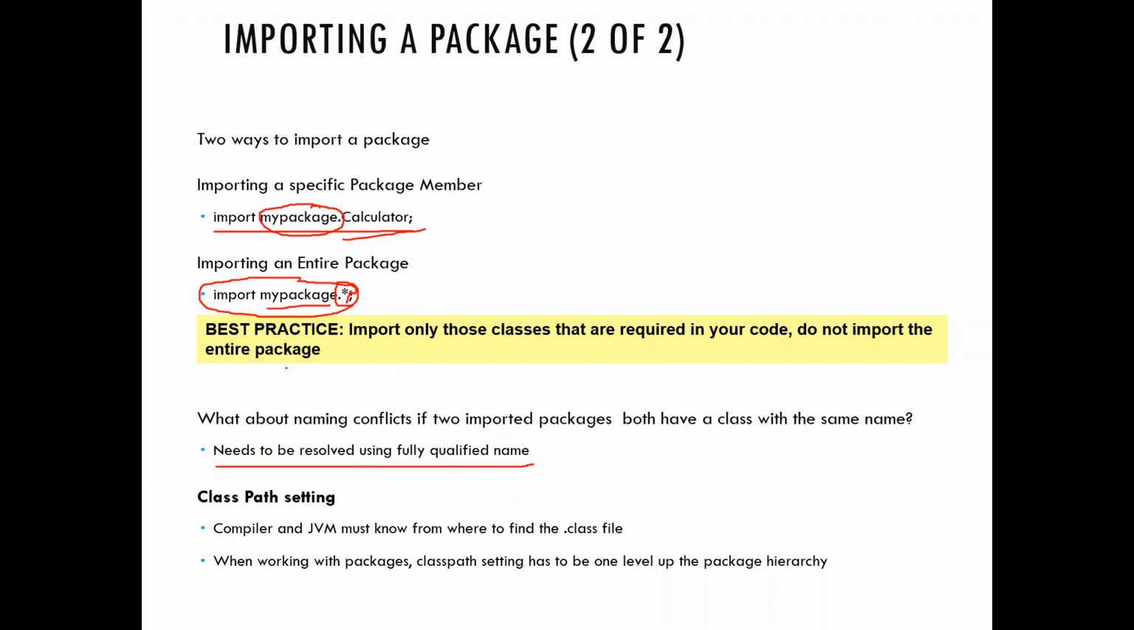Okay, in the sense like mypackage.calculator.something. That's how you need to call. Compiler and JVM must know from where to find the .class. When working with packages, the classpath setting has to be one level up the package hierarchy. That is true because you can't be inside the package and ask it to work, because then you might not be able to import everybody. So it has to be one level up hierarchically.